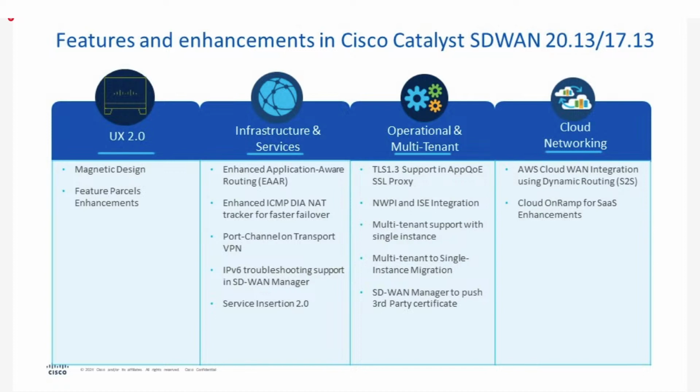Next, we'll talk about the multi-tenant support for single instance and multi-tenant to single instance migration. And finally, we will talk about the SD-WAN Manager pushing the third-party certificate. Talking about cloud networking, we will talk about some features from the AWS Cloud WAN integration using dynamic routing. And finally, we'll talk about Cloud OnRamp for SaaS enhancements, which are available in 20.13.